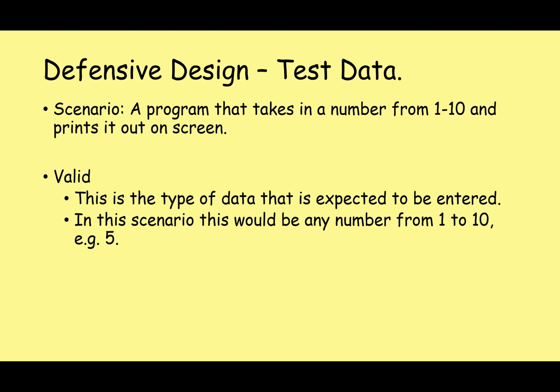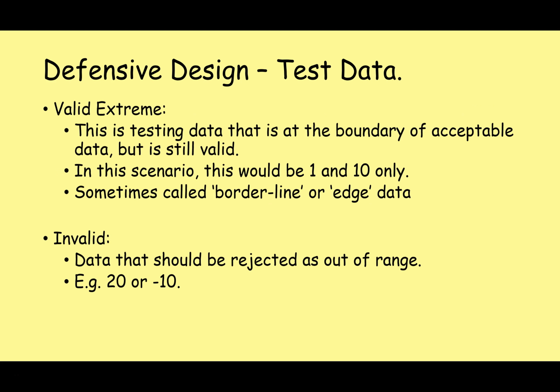So let's give you some examples with a real scenario. Let's imagine a simple program that takes a number from 1 to 10 and prints it out on screen. It's something that you could create very easily yourself in Python or any other language. So valid, well remember, this is the type of data that is expected to be entered. So in our situation, this would be any number from 1 to 10, e.g. 5, right there in the middle as a valid piece of test data. So you put that in your program and check that it works as expected.